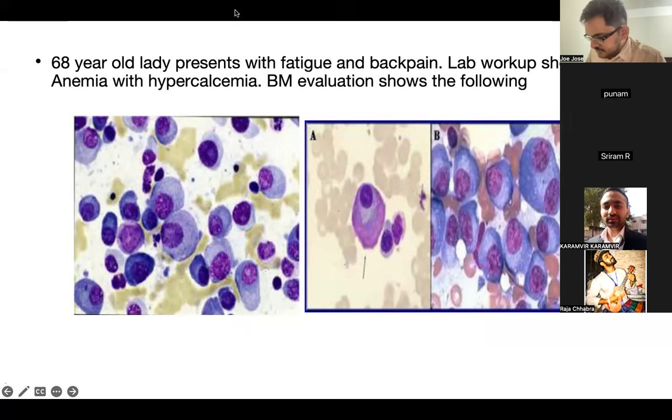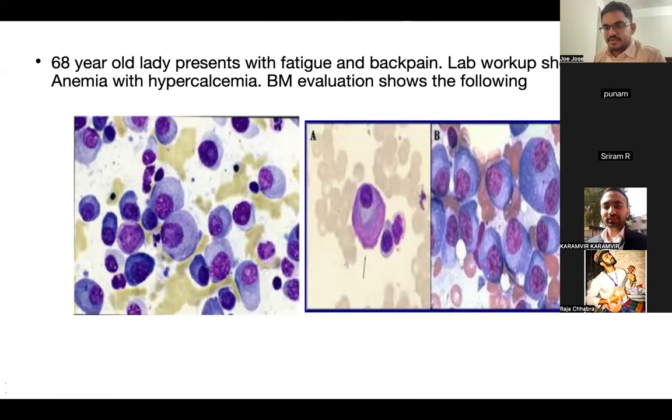So possibly multiple myeloma. Yeah, so you can see these large cells with oval shape and abundant cytoplasm with eccentrically placed nuclei with a perinuclear hof. You can see that light area around the nucleus, right? That's called a perinuclear hof. So that could point towards a myeloma. Okay, now can you tell me the criteria for diagnosis of multiple myeloma?